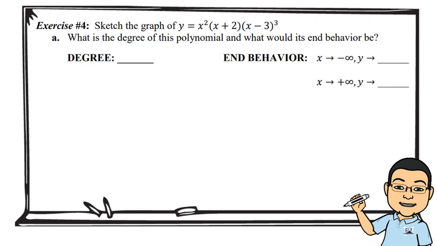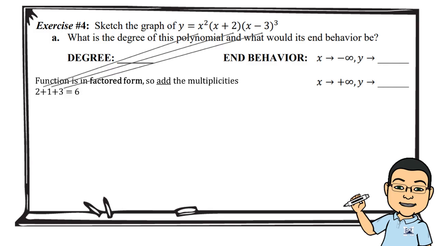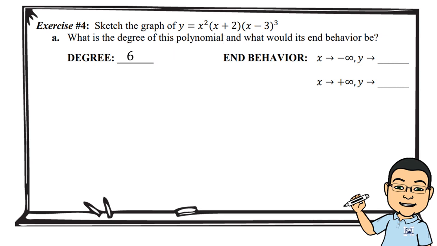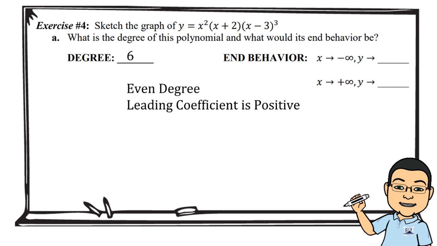So lastly, let's see if we can apply our multiplicity knowledge here and come up with a sketch for the graph of y is equal to x squared times x plus 2 times x minus 3 cubed. Well, first, what would the degree of this polynomial be, and what is its end behavior? Looking at this function, it is in factored form, so we need to add the multiplicities. 2 plus 1 plus 3, that gives us a 6th degree polynomial. And because it's even degree and the leading coefficient is positive, the end behavior would be up. As x approaches -infinity, y approaches infinity. As x approaches infinity, so does y.